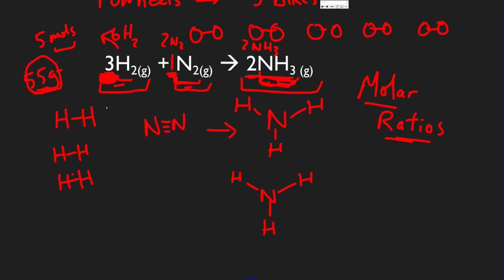If you have 12 of these H2s, this is 4 times, you're going to have 4 N2s plus 8 NH3. I think I did this one wrong. This one should be 4. So that's your stoichiometry, looking at the molar ratios, which are your coefficients in front of your molecules.